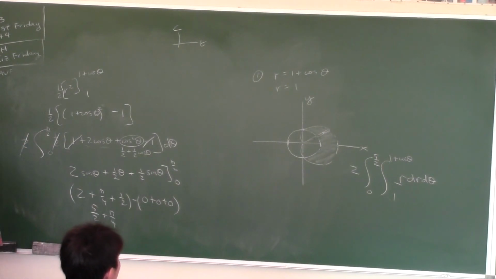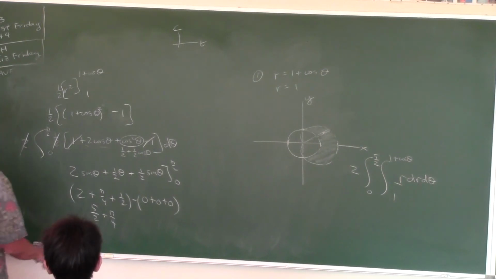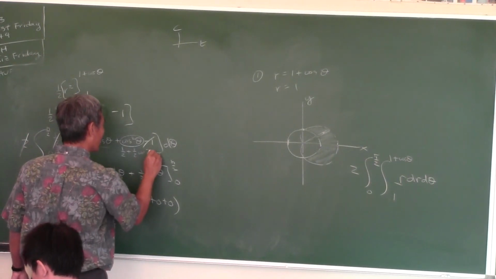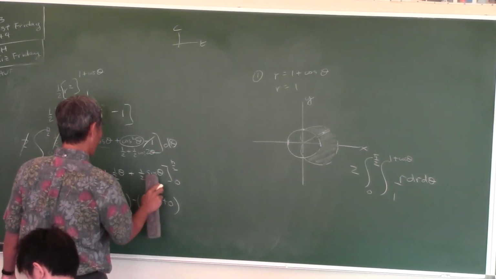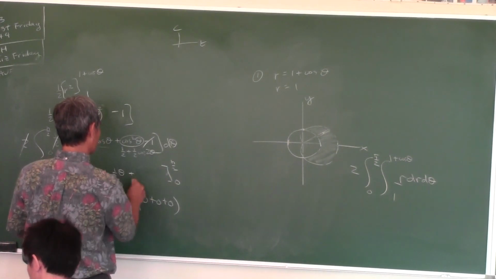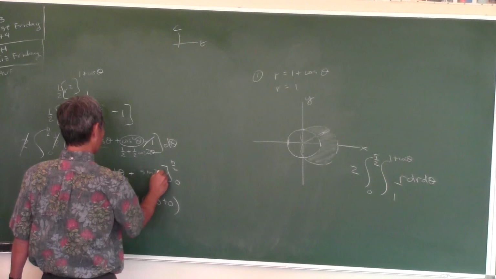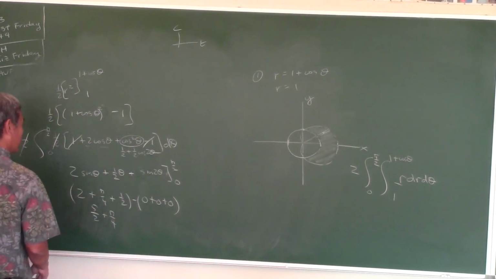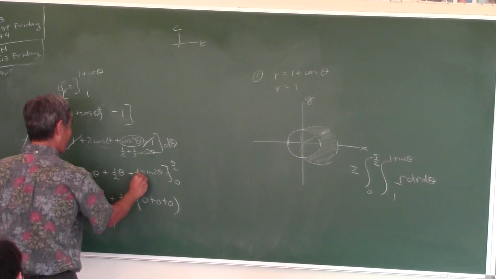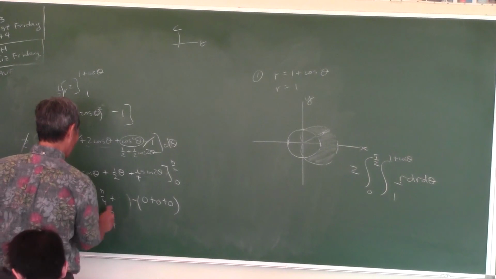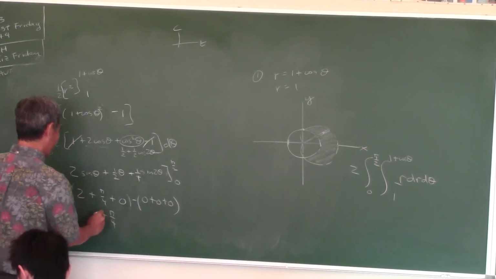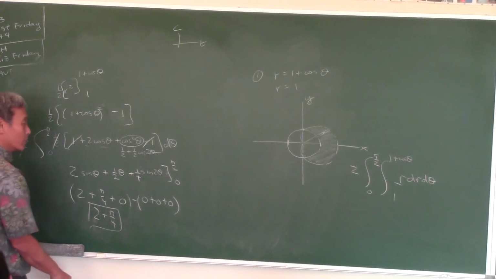Wait, the answer is not that. When you do cosine squared, isn't it 1/2 plus 1/2 cosine 2 theta? Yeah, that's right. How come nobody caught that? So this changes to, sine 2 theta, with a 1/4 in front. So this one changes to a 0. Now that's a 2. Okay, now we get the correct answer. Woo!